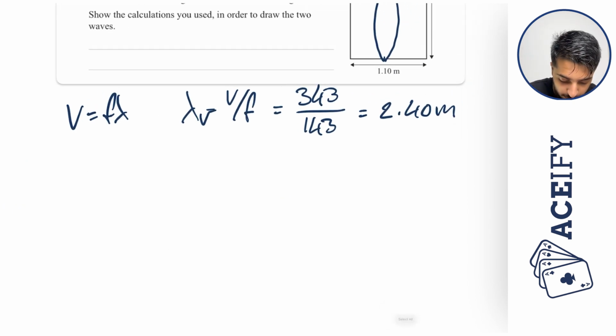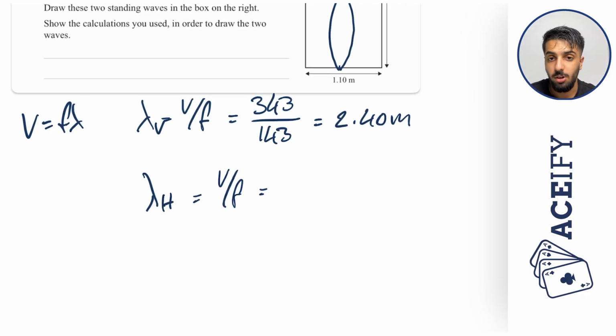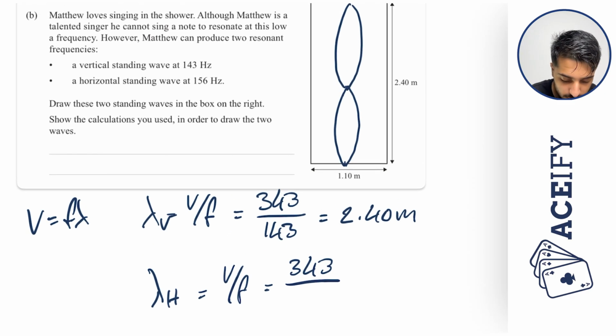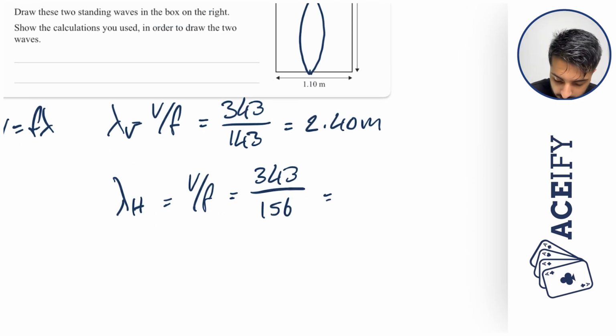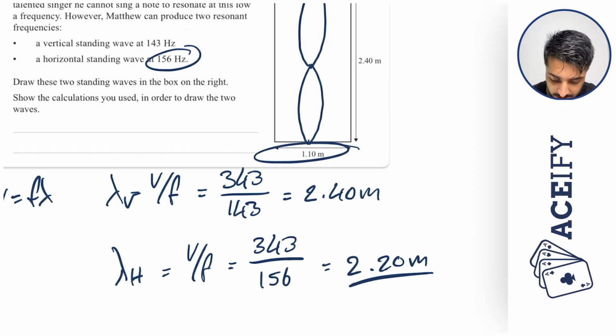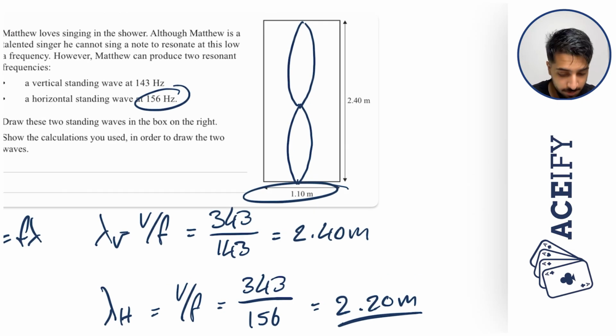Now we can do the same process for the horizontal, V over F. Again, velocity of the wave is 343 all over the frequency, which is 156, and that's equal to 2.2 meters. Now comparing that to the horizontal length is 1.1 meters. And so what we can gather from that is that only half a wavelength can fit in that space. And so what we do is we draw half a wavelength.